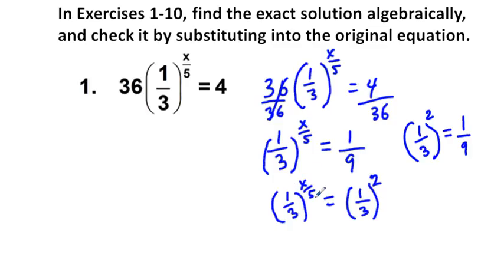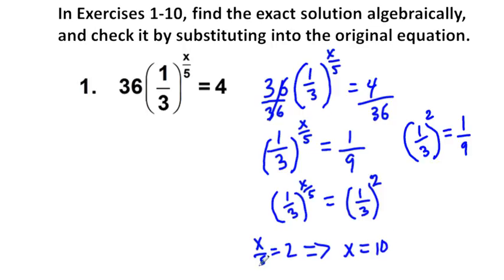And now we have on each side of the equation 1/3 to the power of something, and that something is in the exponent's place. On the left side we have x over 5, and on the right side of the equation we have in the exponent place 2. So x over 5 is equal to 2. If we cross multiply that 5, we're going to have x is equal to 10.